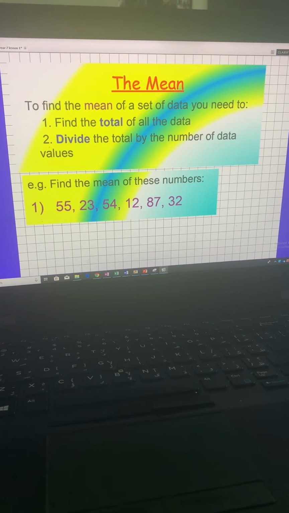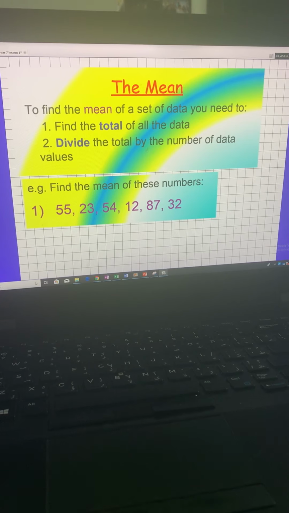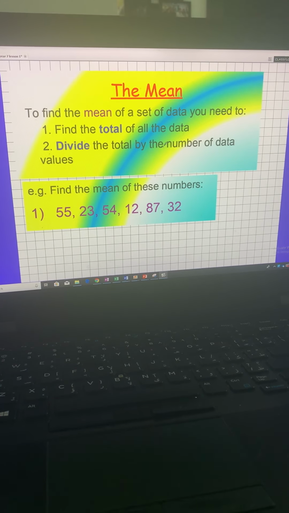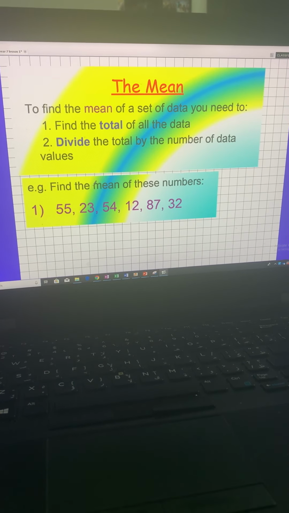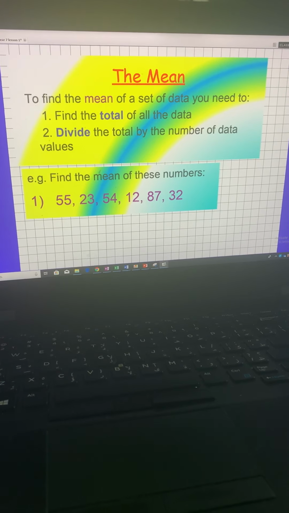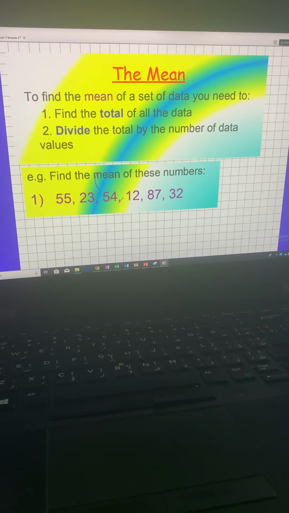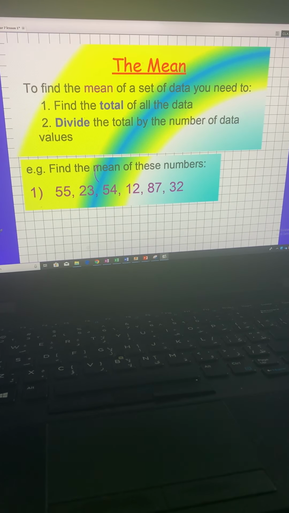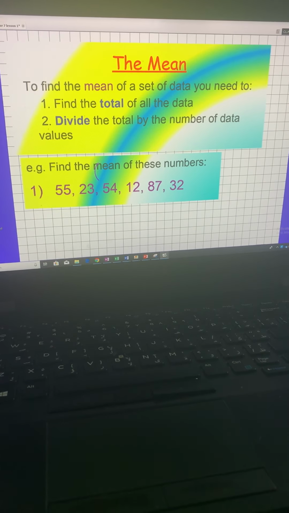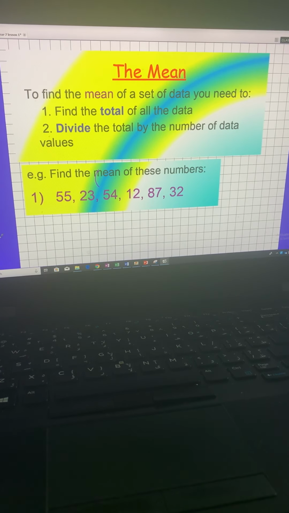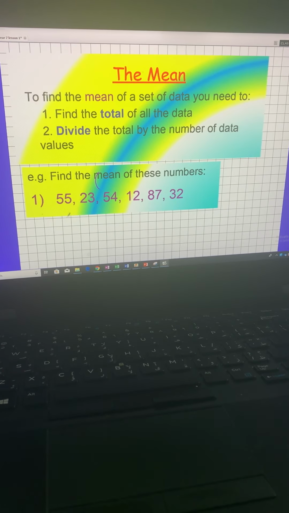So this is how you calculate the mean. You find the total of all data. Then you divide the total by the number of data values you have. So pause this video. From these instructions, give yourself a go at calculating the mean here. Now, once you've paused, I'm guessing you've given yourself a guess. Now let's see if that guess is correct or not.